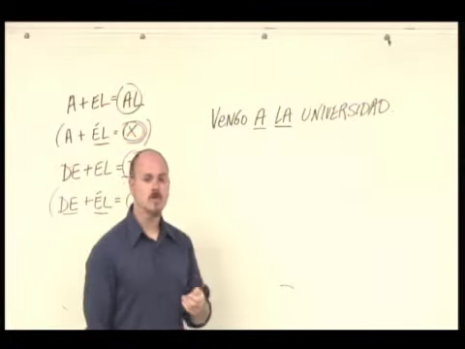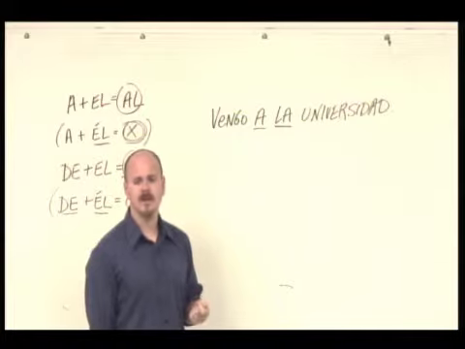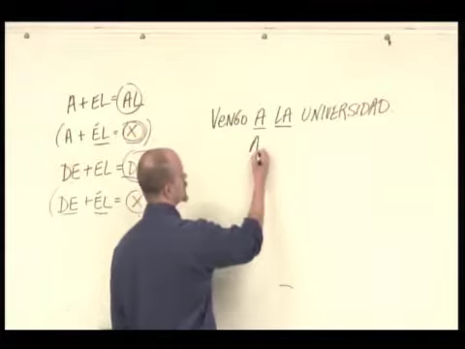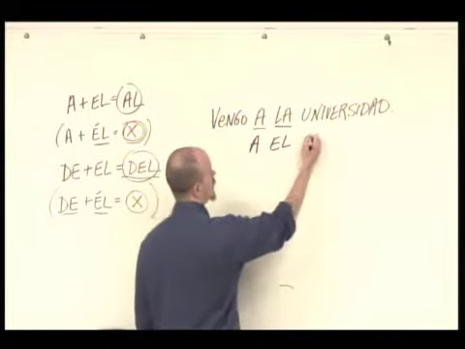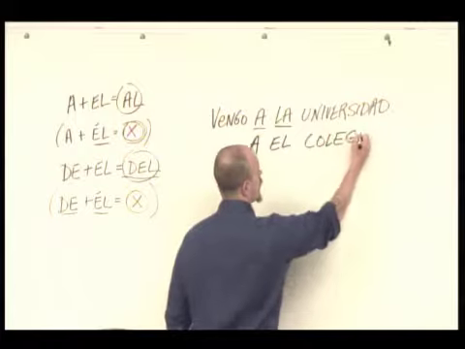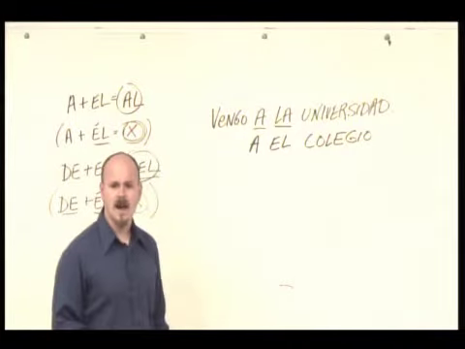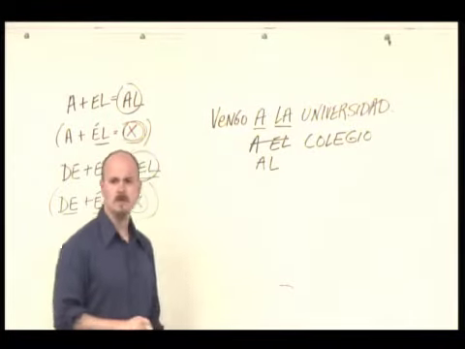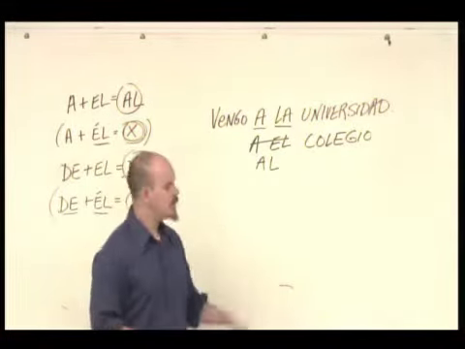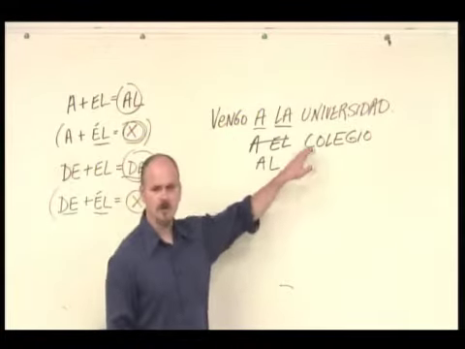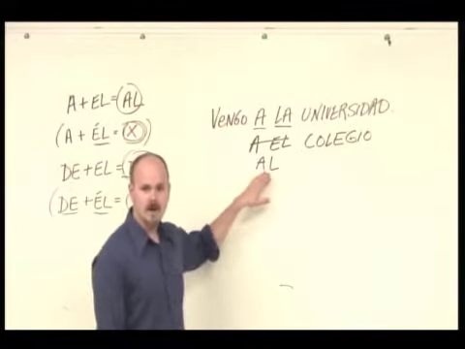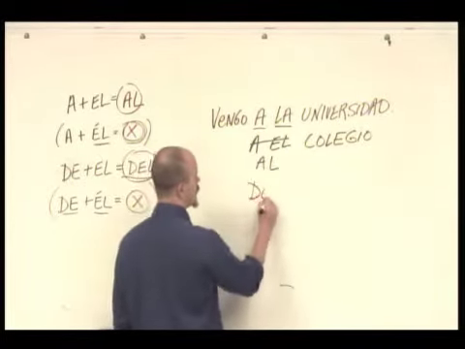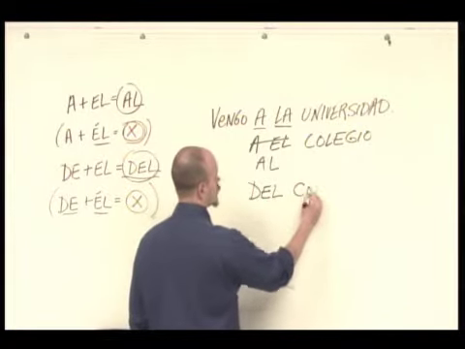However, if I'm coming to school, for example, and we're using the word colegio to mean school, I would say vengo al colegio. But as we've just learned, we would not say a el, we would say al. So vengo al colegio would mean I am coming to the school. So to the is combined right here. If I'm coming from the school, vengo del colegio.